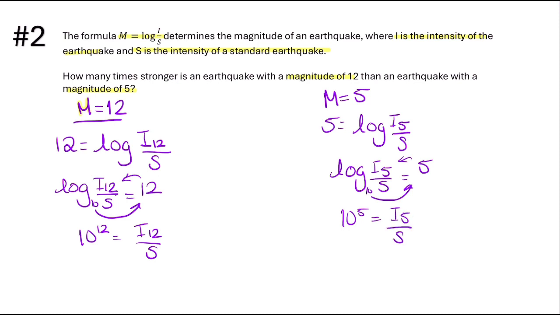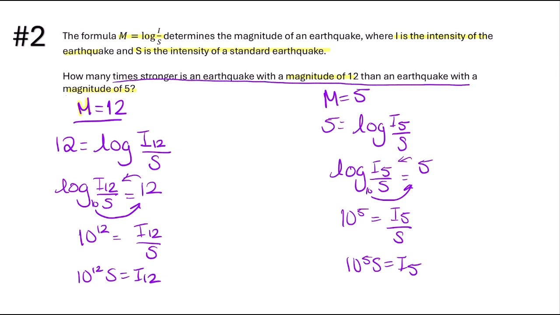Now I'm going to multiply both of these equations by s so that I just get 10 to the 12th s equals I12, and here I have 10 to the 5th s equals I5. So now I have two expressions that tell me the intensity of these earthquakes. What is it asking me? It's saying how many times stronger is an earthquake with magnitude of 12 than an earthquake with magnitude of 5? Stronger means it's asking me to compare the intensities.